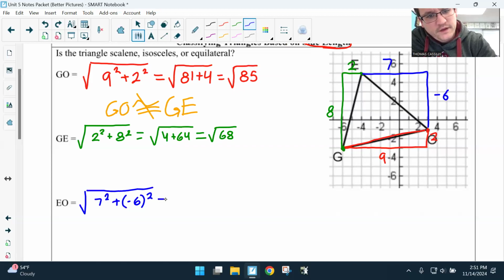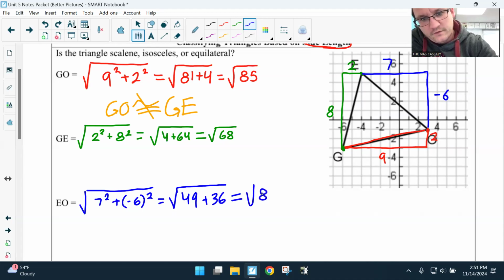All right. And then let's see, 7 squared is 49. So I got the square root of 49 plus the square root of 36. All right, 49 plus 36 gives us the square root of 85. Well, hey, look at this.